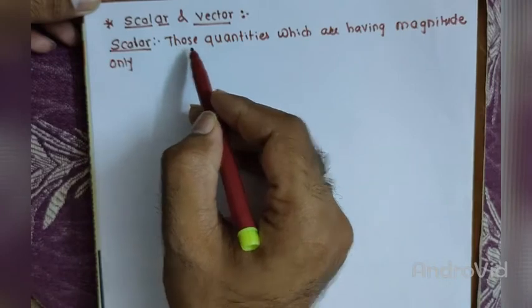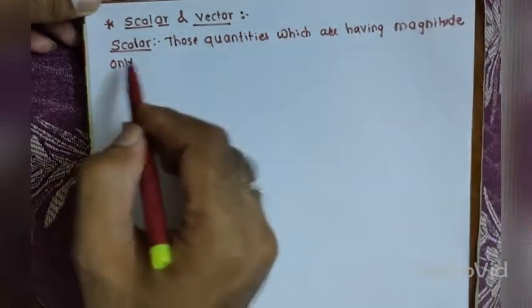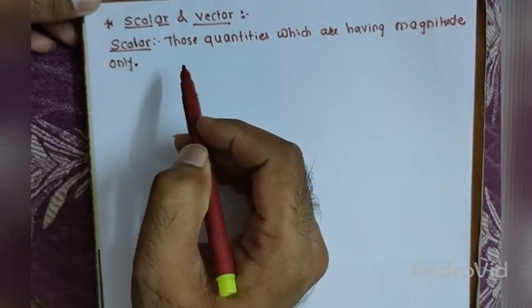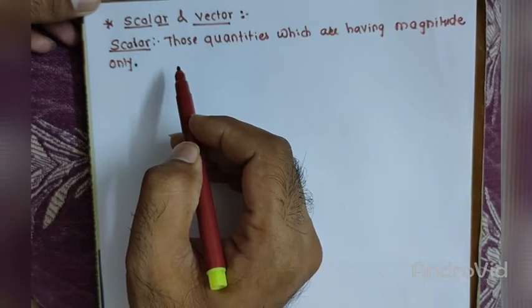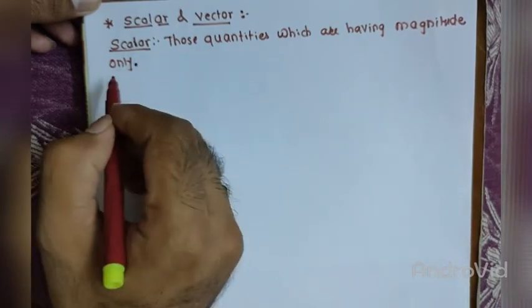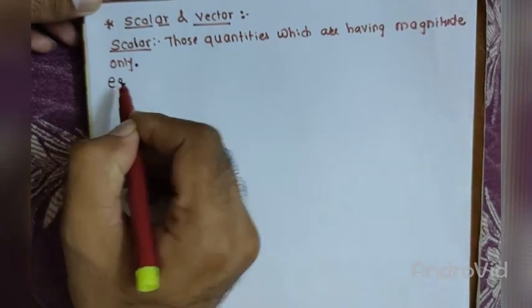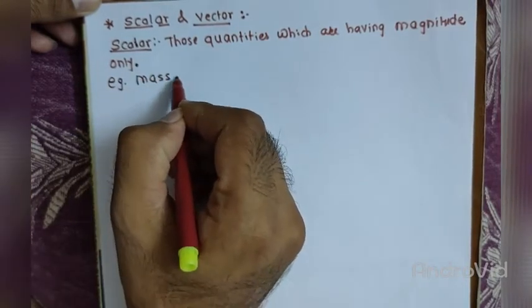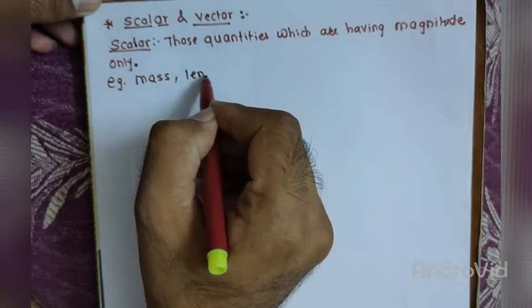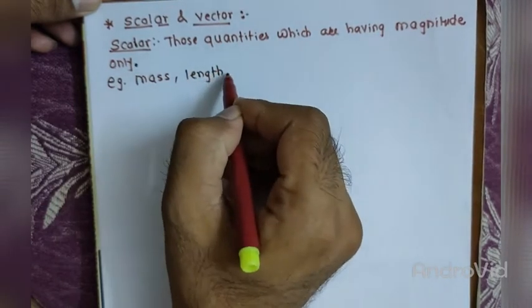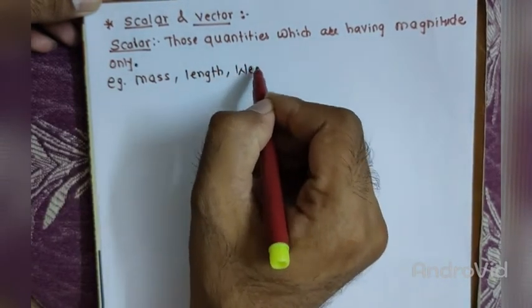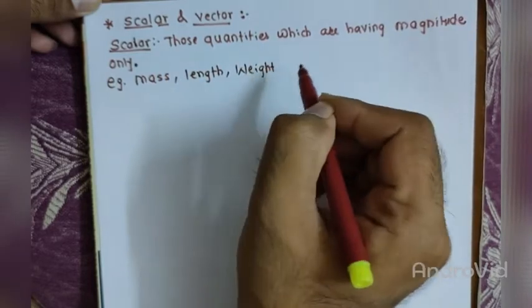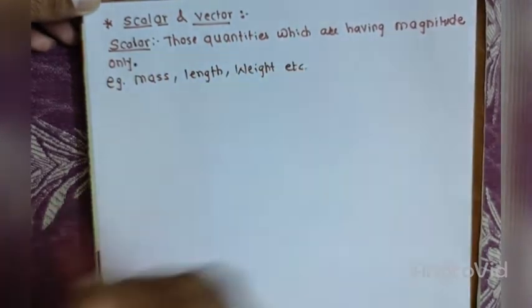Scalar quantities are those quantities having magnitude only. So if quantities have only magnitude, we call them scalar quantities. What are the examples of scalar quantities? Mass is an example of a scalar quantity. Then length is an example of a scalar quantity. Weight is an example of a scalar quantity, etc.